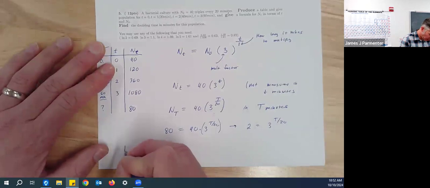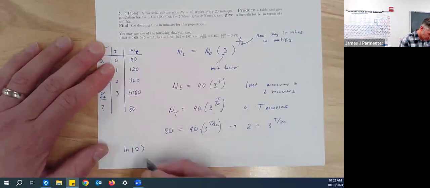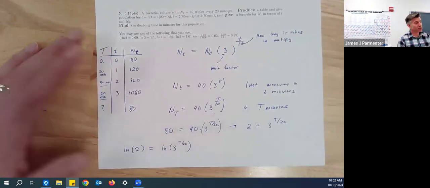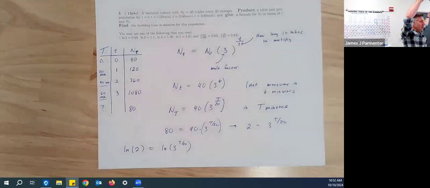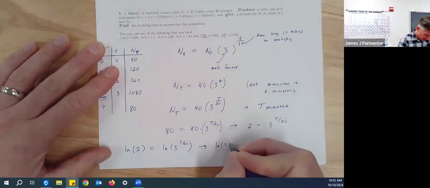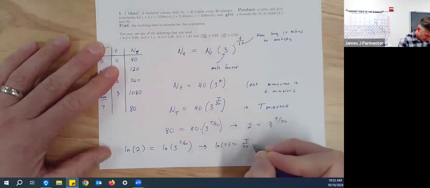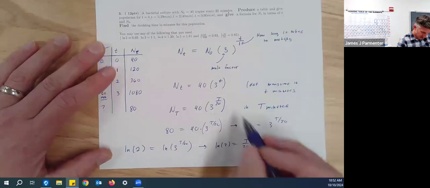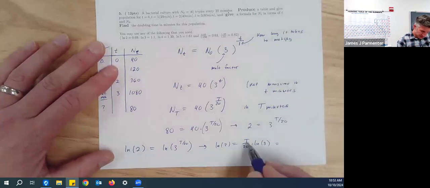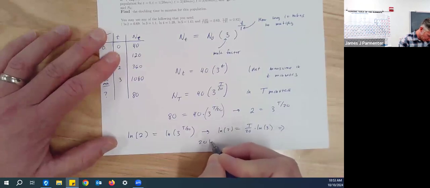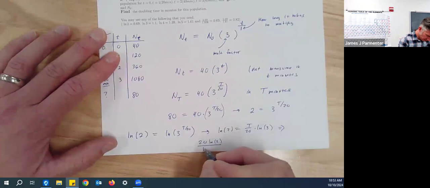So I'm going to have that the natural log of 2 is equal to the natural log of 3 to the T over 20. The reason we're doing that is so that we can bring the power down and we no longer have our variable in the exponent. Then we're going to say that the natural log of 2 is equal to T over 20 times the natural log of 3. Then I'm going to solve for T by multiplying both sides by 20 and getting 20 natural log of 2 divided by natural log of 3. That's what T is going to equal.